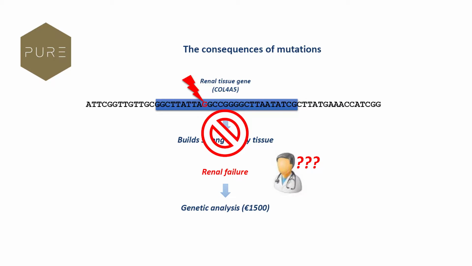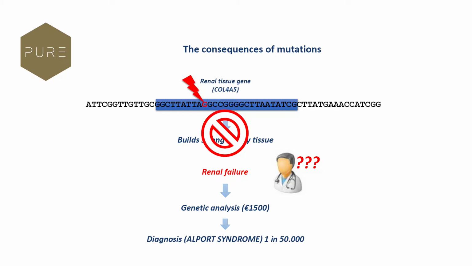one gene. And then in the end, you will get a report and it will say, yes, we have found a mutation in this gene. This is indicative of the disease Alport syndrome. And then you have the diagnosis, and then you know the reason for this renal failure.